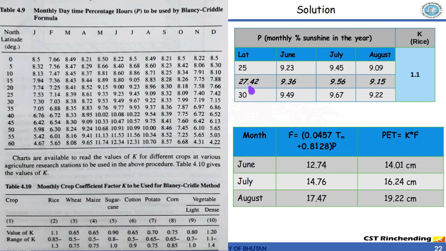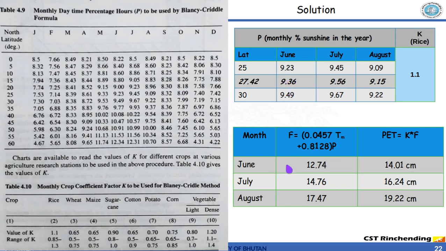So based on this, I have computed the value for the monthly percentage of sunshine hours for June, July and August, and for rice crop I'm using the coefficient K as 1.1. I've simply taken the value from here. Okay, with this, let's go further and do the calculations. And monthly consumptive use is given by this expression. We simply have to substitute the value of temperature and the value of P we have just retrieved, we have just calculated.